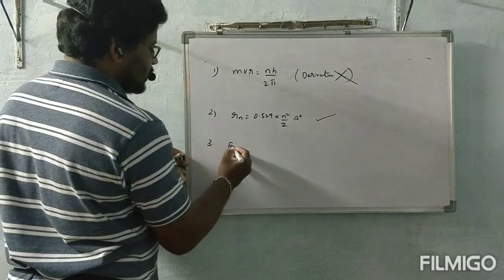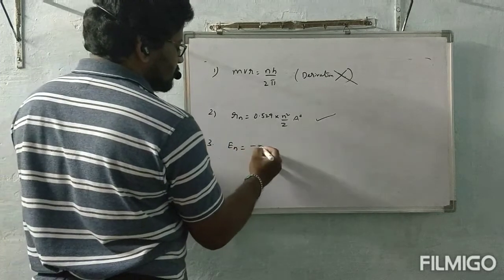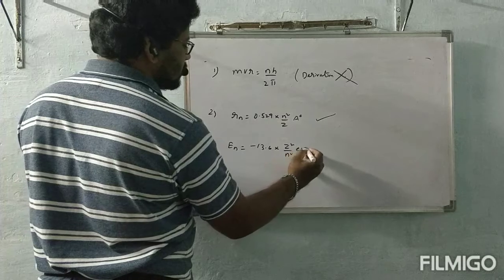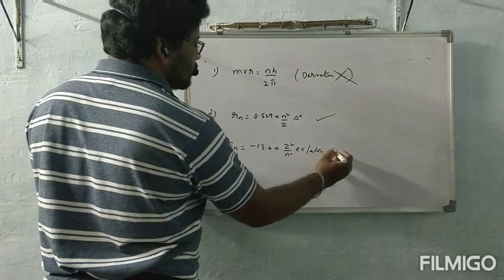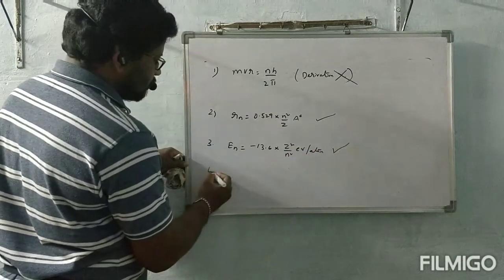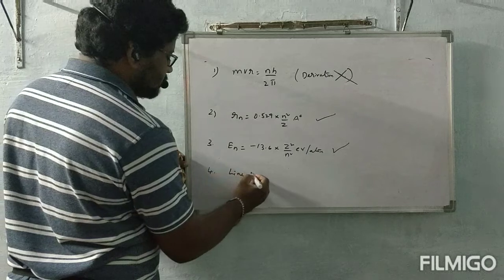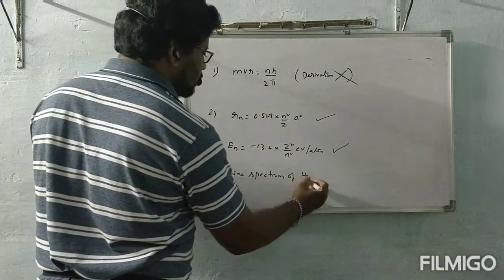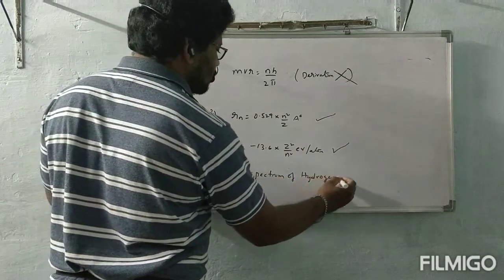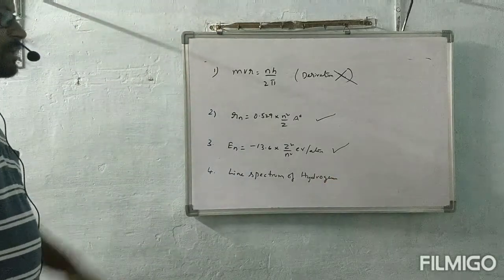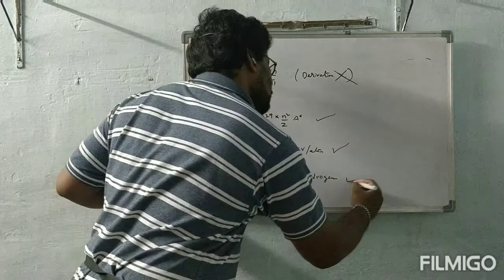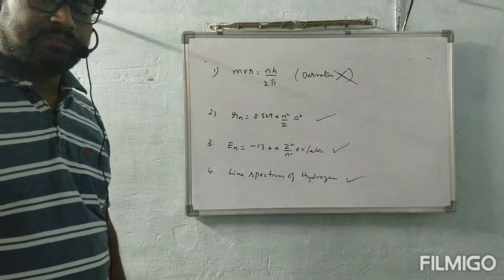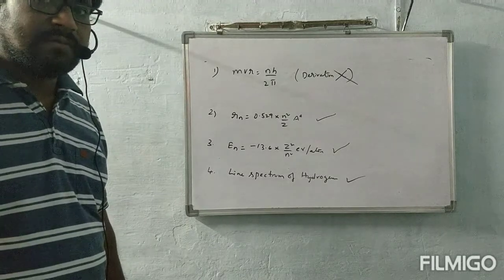Third one, En is equal to minus 13.6 into Z square by n square electron volt per atom. Derivation was also given. Fourth one, line spectrum of hydrogen was successfully explained. These are the successful explanations given by Niels Bohr.